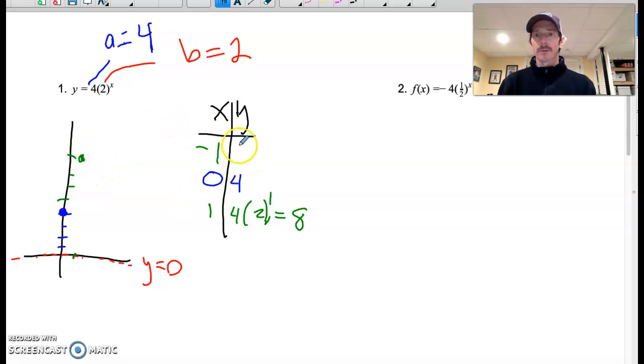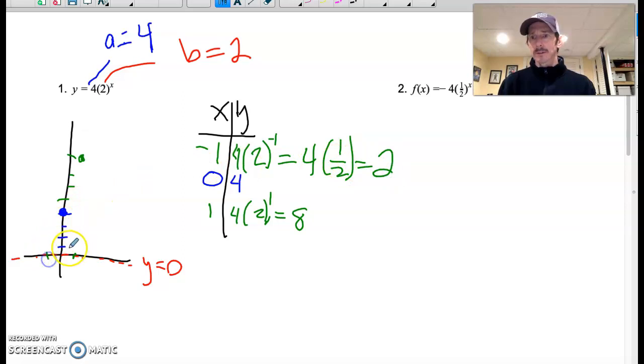And if I put in a -1, this is one that's a little tricky. It requires us to remember that a negative exponent means 2 to the -1 is the same as a 1/2. You flip it, and that just equals 2. So at -1, my output is 2.